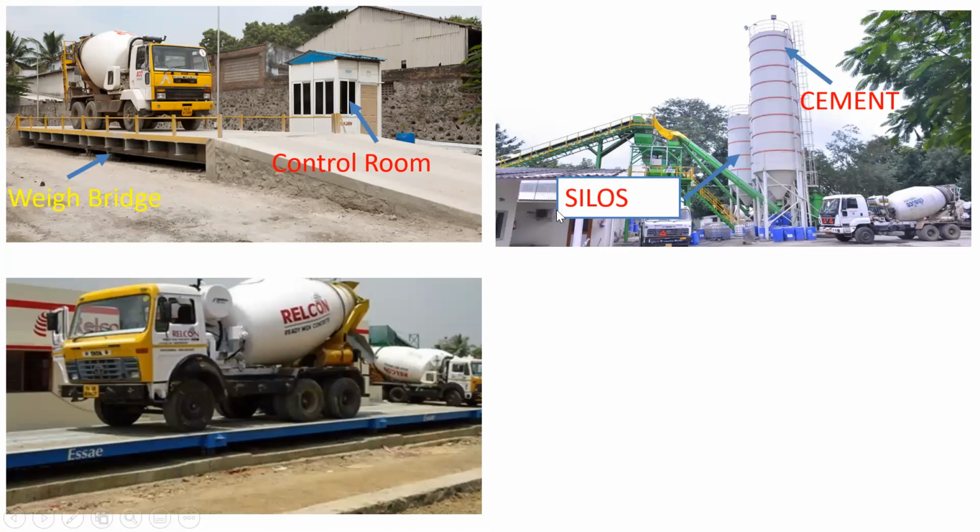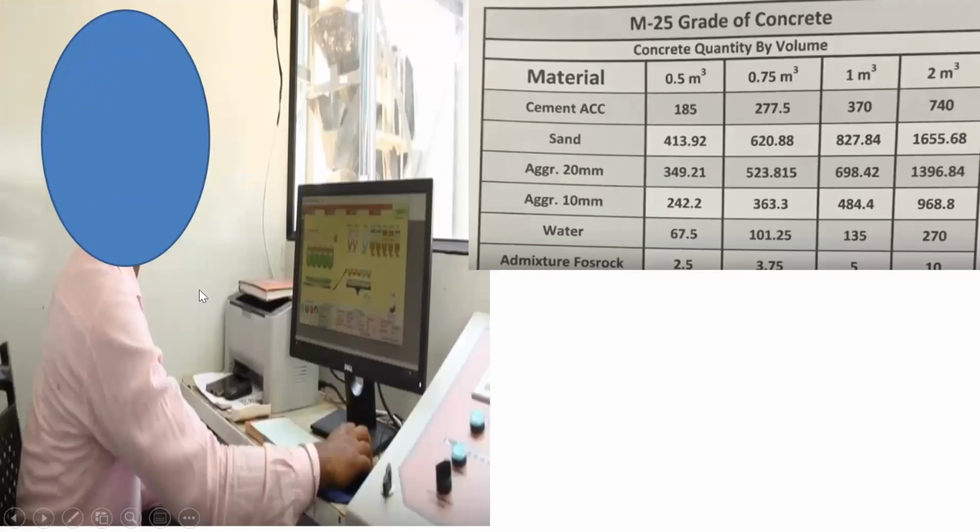And what will happen, we'll have another control room here in the batching plant. So this is a guy sitting in the control room. So you'll be having all the measurements. For example, if I need to prepare 1 m³ of the concrete, then how much cement is required, how much sand is required, how much aggregate, that is how much 20 mm aggregate is required, how much 10 mm aggregate is required, how much water is required, how much admixture is required. All these things will be ready with us.